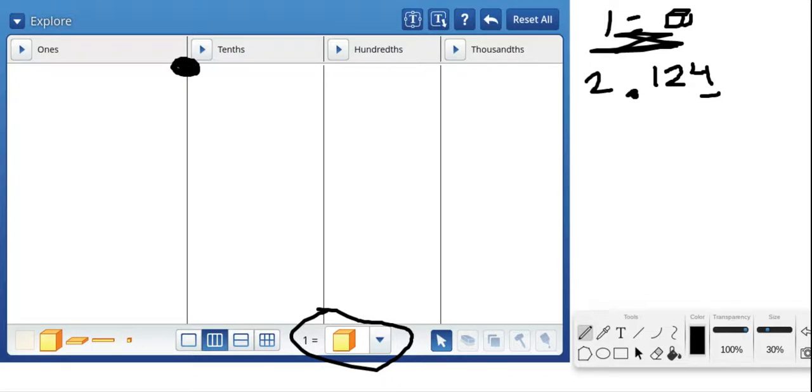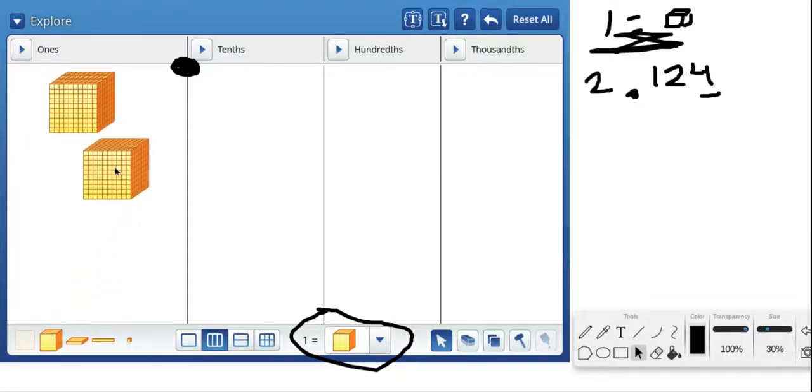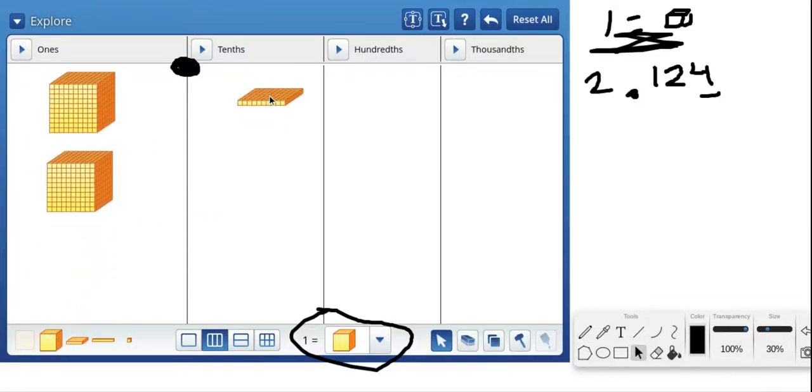So 1 and 124 thousandths. Okay, or sorry, it was 2. My bad, it was 2. So let's represent it. Of course, our ones are represented with our big cubes. Our tenths are represented with our flats. Our rods, how many do we need, right? And how many of these do we need of the units? 4.